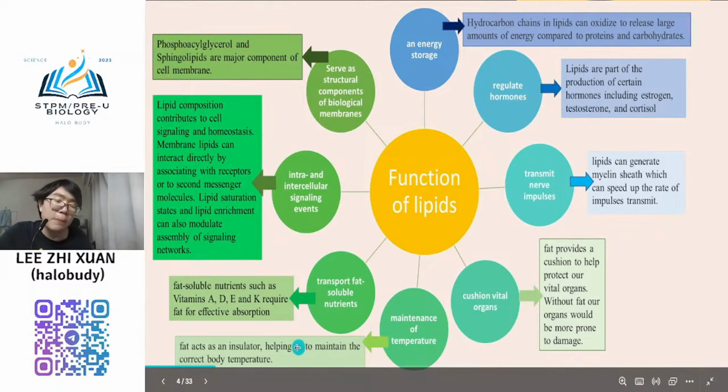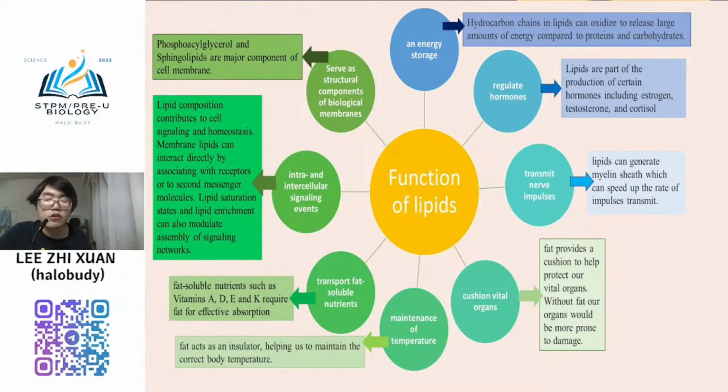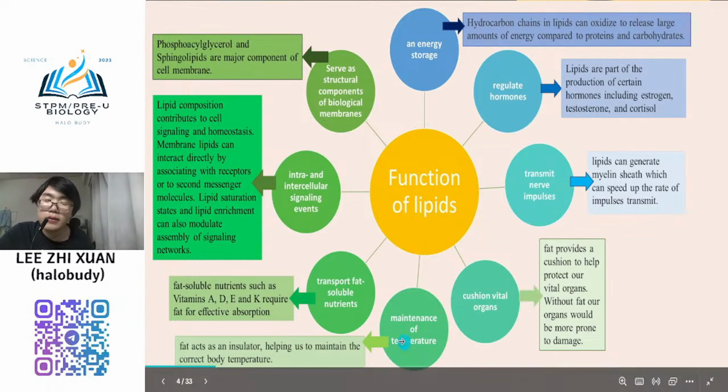Okay, and maintenance of temperature, because fat acts as an insulator. This one is very easy. If you go to an air-conditioned room or a very cold country, you can see that people who are very fat do not easily get cold compared to people who are very thin. Thin people will easily get cold. They feel very cold. But compared to people who are a bit fatter, they will not feel cold, even at the same temperature.